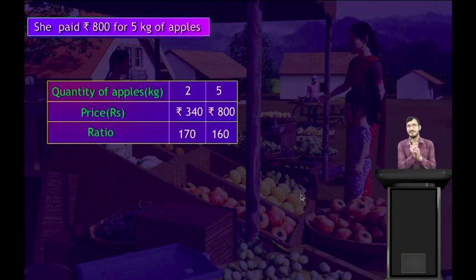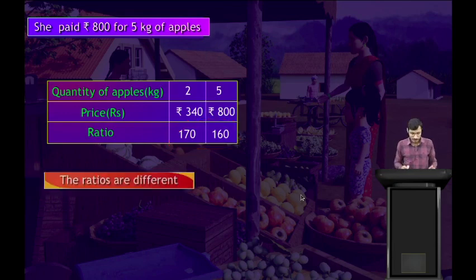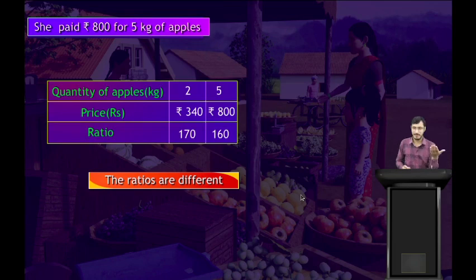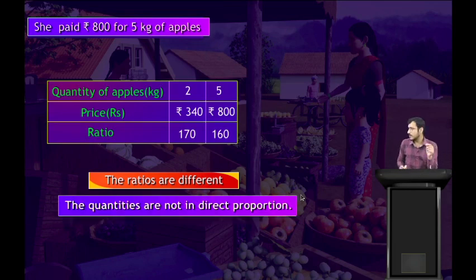Now can you tell me, are the quantity of apples and price in direct proportion or not? Is it direct proportion or not? Yes, it's not in direct proportion. Why? Here you can see the ratios between these quantities are not the same. The ratios are different here. That means the quantities are not in direct proportion.